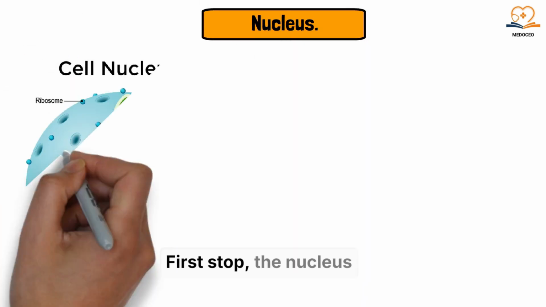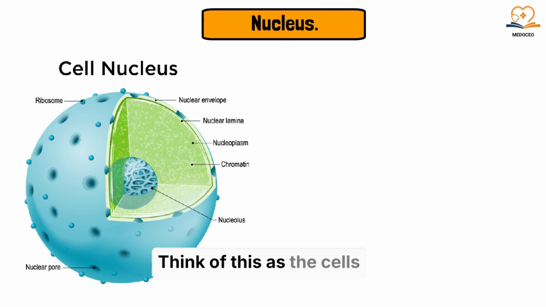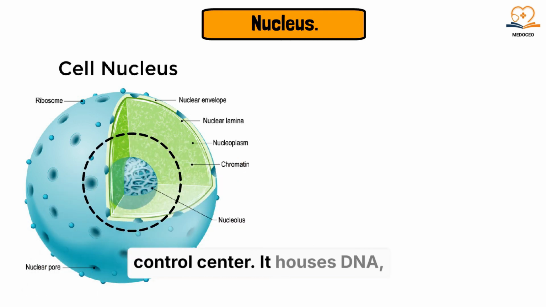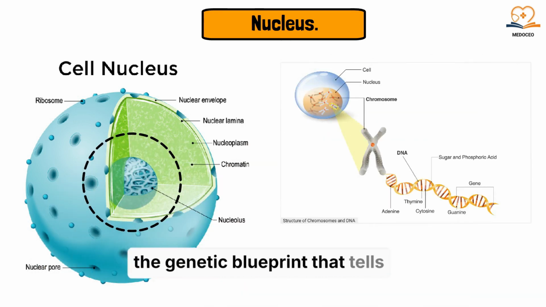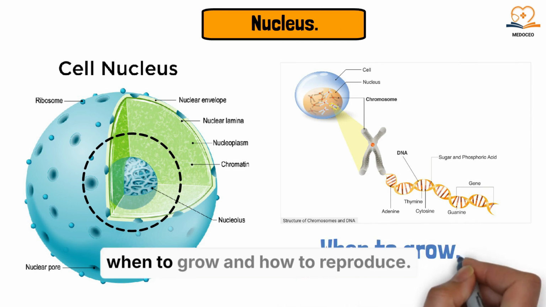Nucleus. First stop, the nucleus. Think of this as the cell's control center. It houses DNA, the genetic blueprint that tells the cell what to do, when to grow, and how to reproduce.